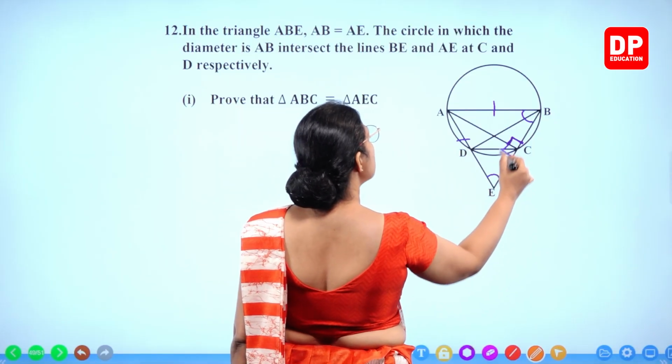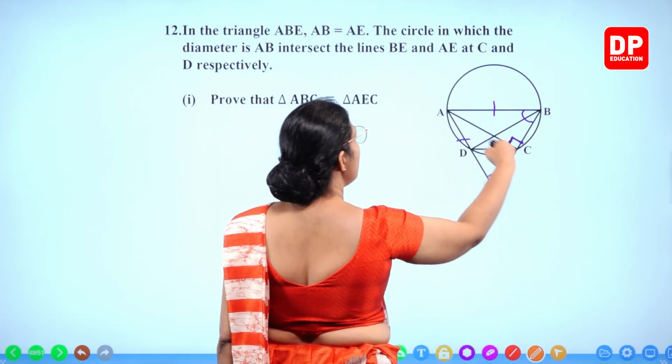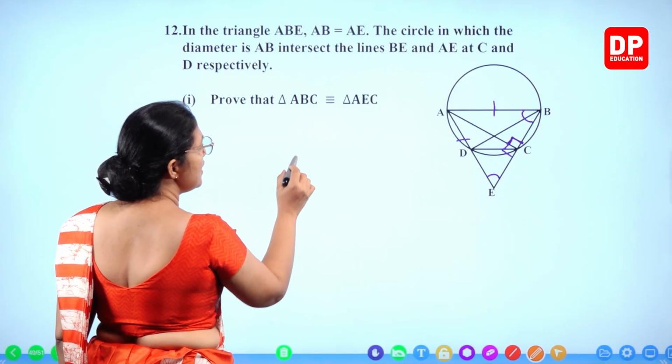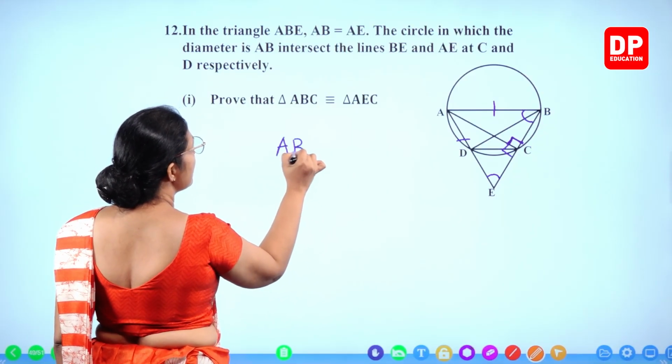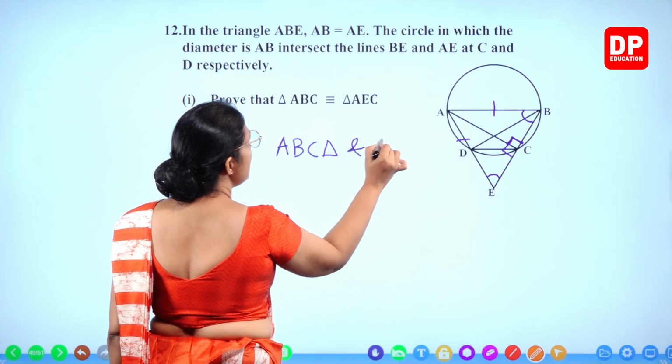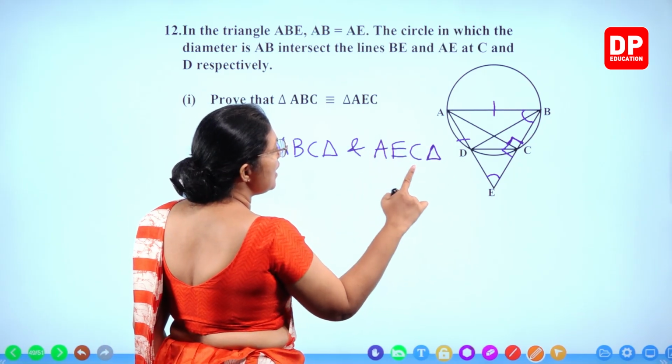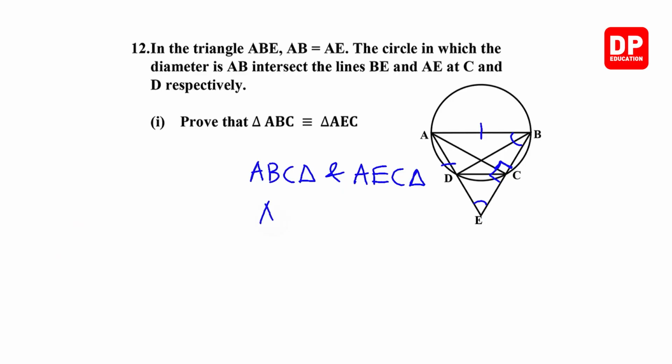So these two angles are equal and the two triangles are congruent. We can easily show that. Take triangle ABC and triangle AEC. In triangle ABC, AB is equal to AE. It's given.